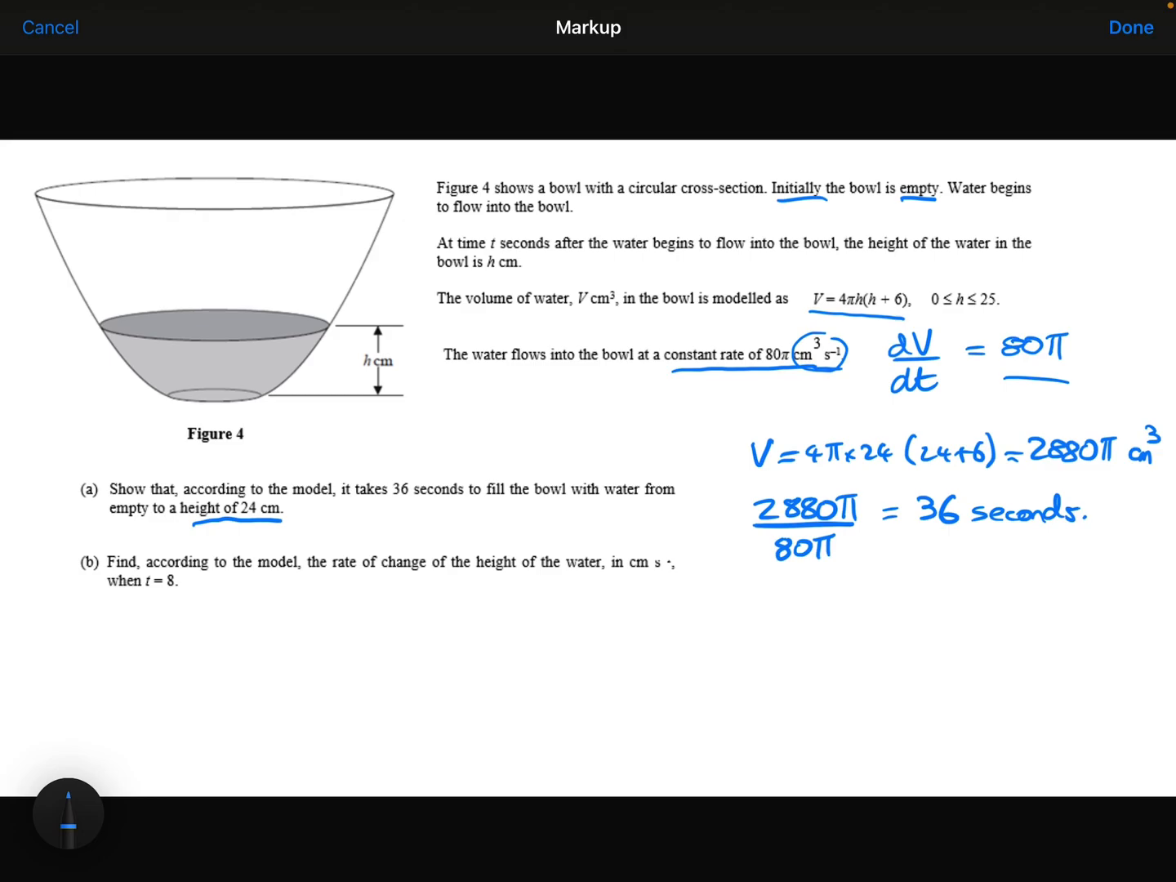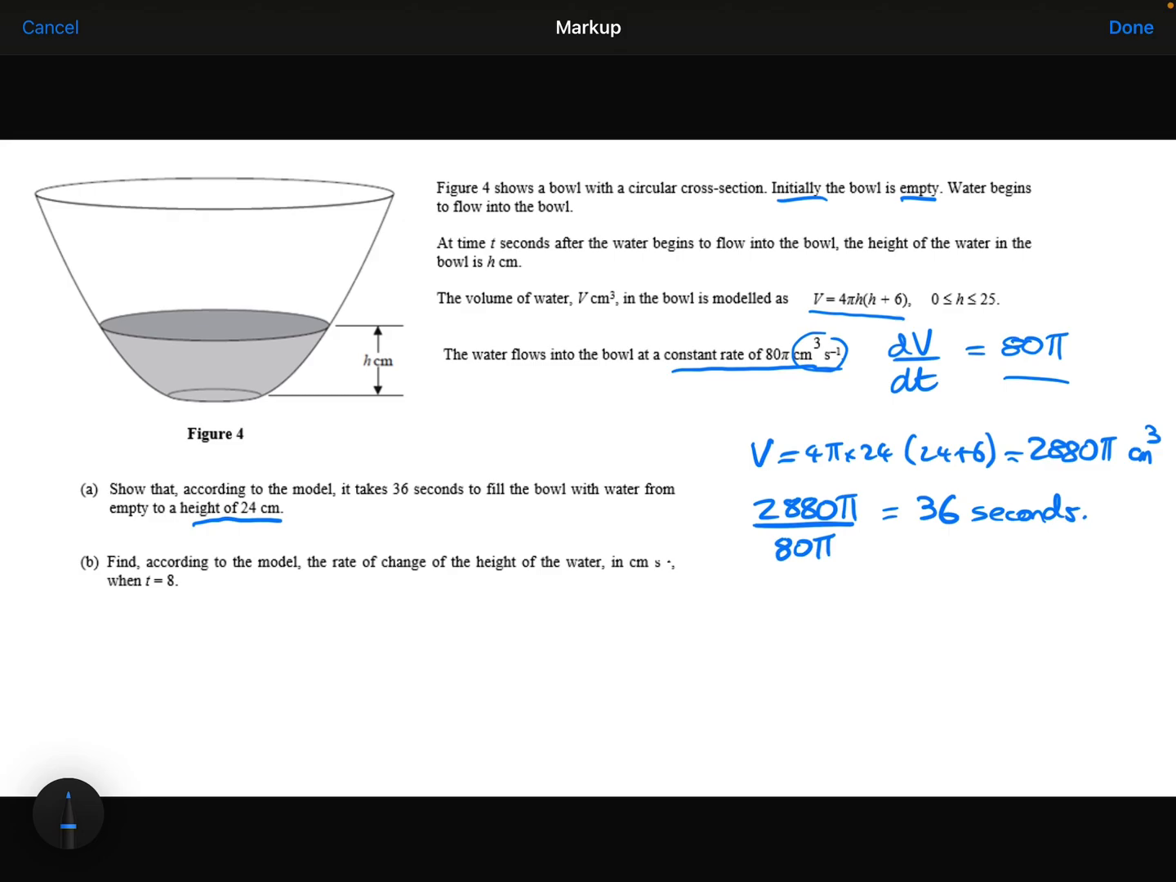We know the water's flowing in at 80 pi every second, so after 2 seconds it would be 160 pi. After 3 seconds it'd be 240 pi. After 4 seconds it would be 320 pi, and so on. After 36 seconds, 2,880 pi centimetres cubed of water has filled into the bowl, so it would be filled to a height of 24 centimetres.